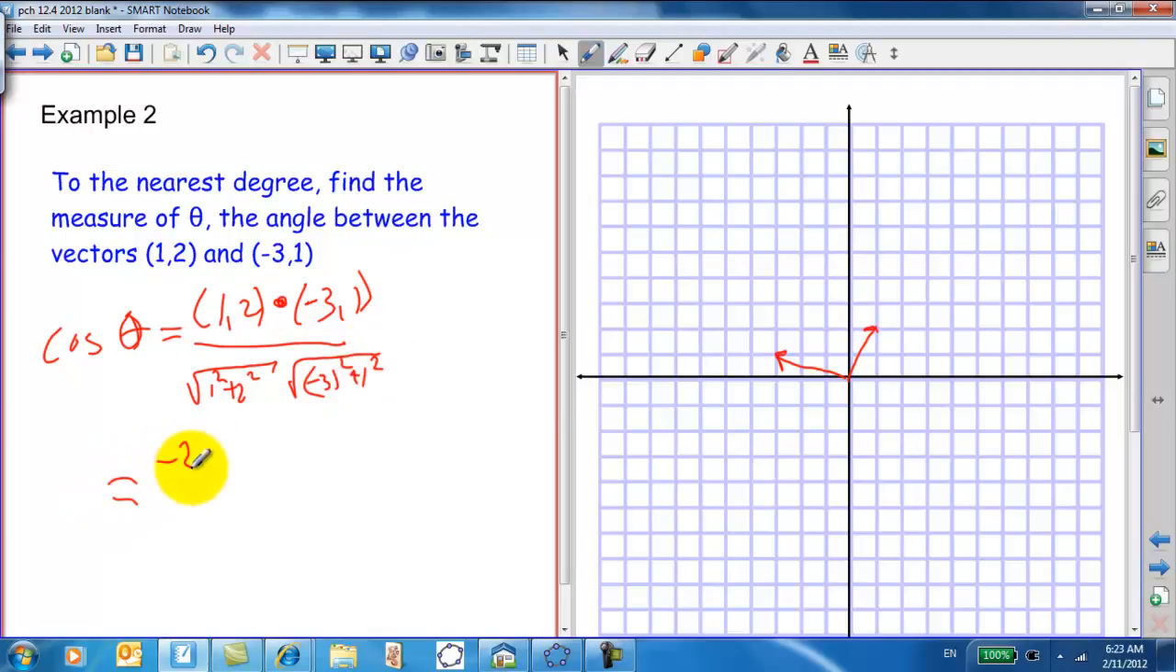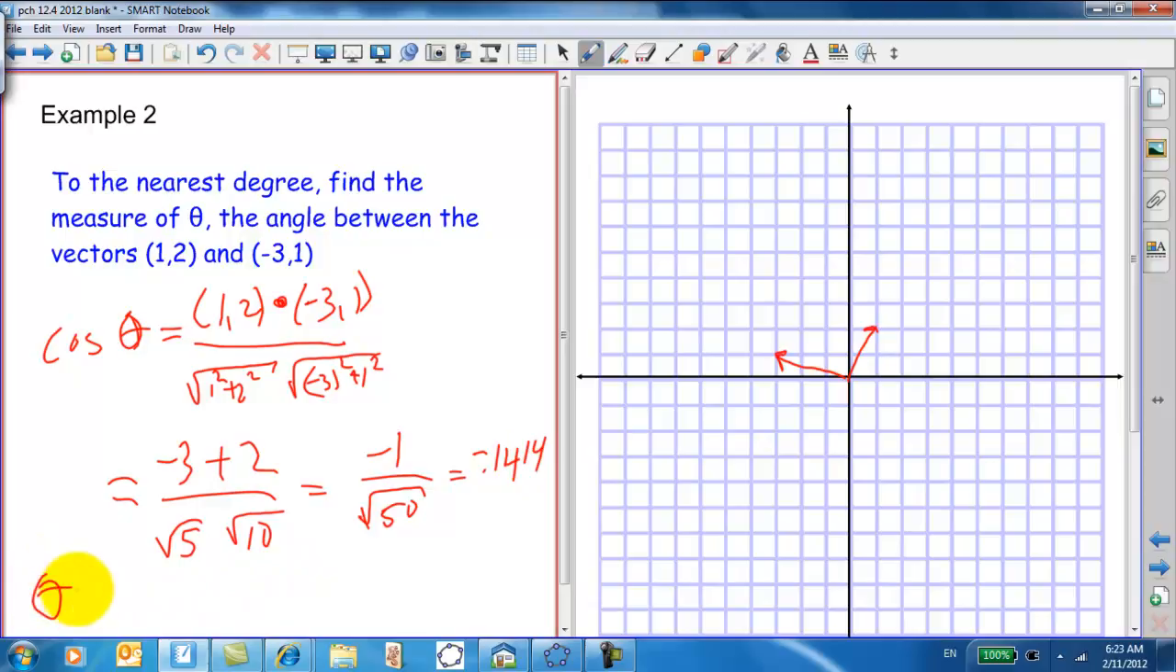So the dot product is negative 3 plus 2, over the square root of 5 on the bottom here and the square root of 10. So we get negative 1 over the square root of 50, which is about negative 0.1414. And then we can use inverse cosine of negative 0.1414 to get approximately 98 degrees. 98 degrees between those two. Yeah, we thought it was a little more than 90.